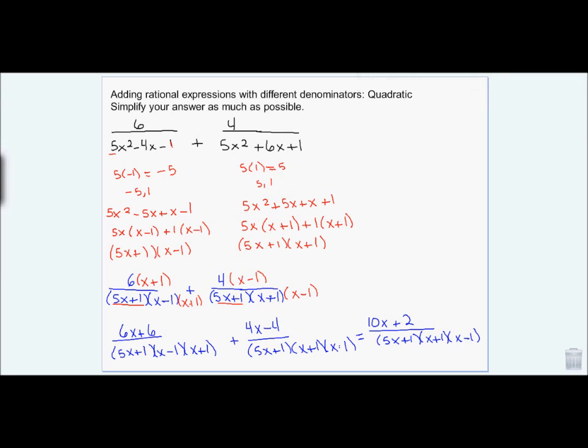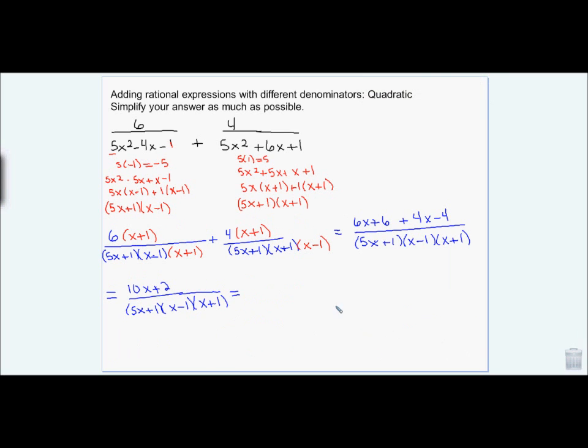As you can see, I've run out of a little bit of room here because I still need to factor my numerator. So through the magic of film editing, I'm going to fix that situation. Ta-da! Okay, now I'm going to factor a 2 out of my numerator, and I'm left with 5x plus 1 over (5x plus 1)(x minus 1)(x plus 1). And as you can see, I have two terms that will cancel each other out. And so my final answer is 2 over (x minus 1)(x plus 1).